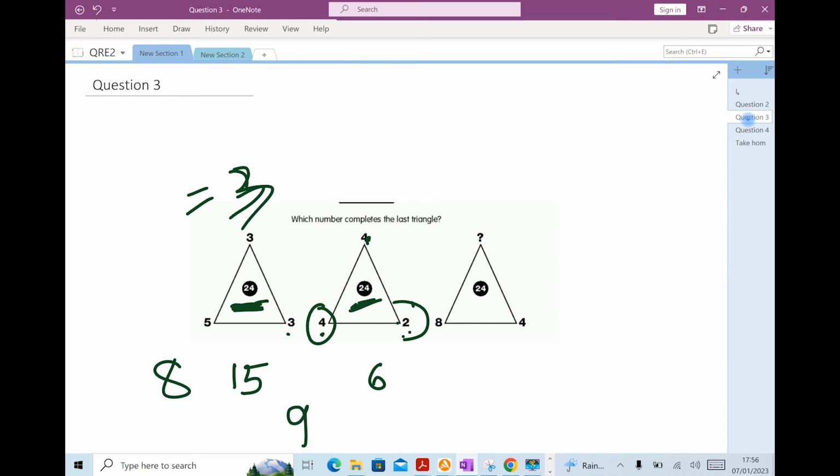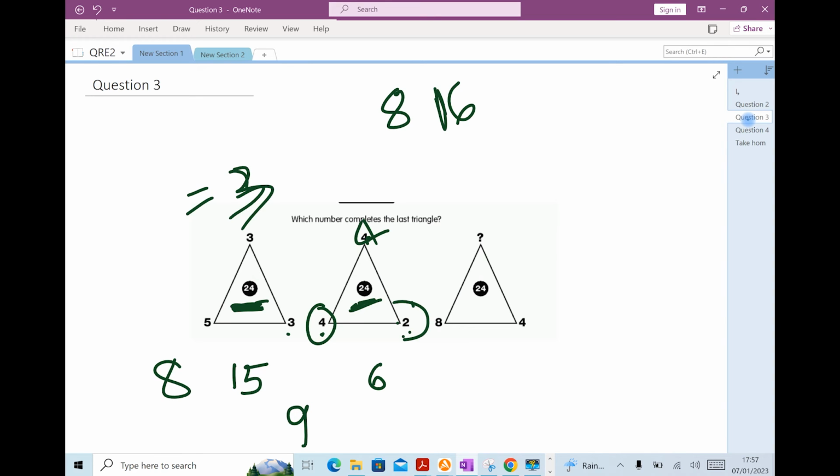But then let's try our second method, which is to multiply 4 and 2. We multiply 4 and 2 together, we get 8. Now, how does 4 help us to arrive at 24 if we've got 8? Remember, for the first triangle, we subtracted 15 from 24 and then found the square root of that. Well, if we subtract 8 from 24, we get 16. And what is the square root of 16? 4. So again, the second method seems to work for this.